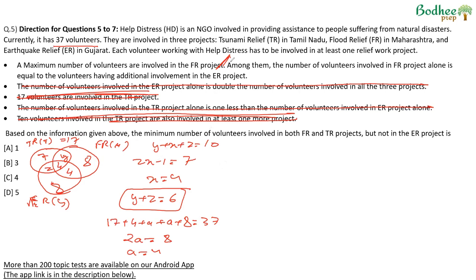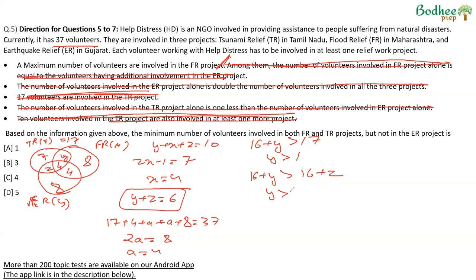Now let us look at this information which says maximum number of people in FR. FR is nothing but 8, 4, 4. 8 plus 4 plus 4 is 16. 16 plus Y is greater than TR. So Y is greater than 1. Secondly, 16 plus Y is also greater than this number 8, 4, 4. 16 plus Z.